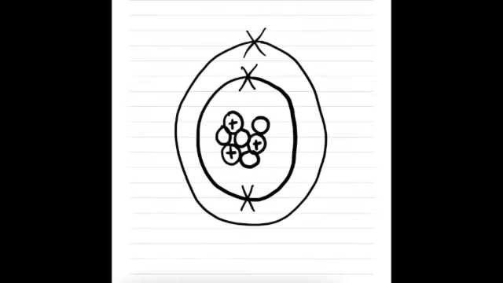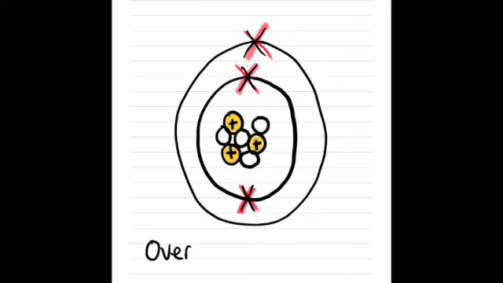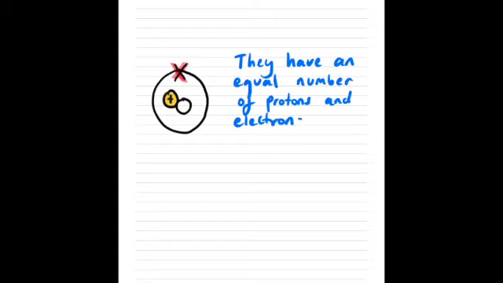Okay, let's have a look at another atom. Here we have 3 positive protons, so 3 positive charges within the nucleus. And then going around it, 3 negative electrons. These particles are equal in number, and so the charges cancel out. We end up with an overall charge of 0. This is a common theme for atoms in an element. They have an equal number of positive protons and negative electrons.